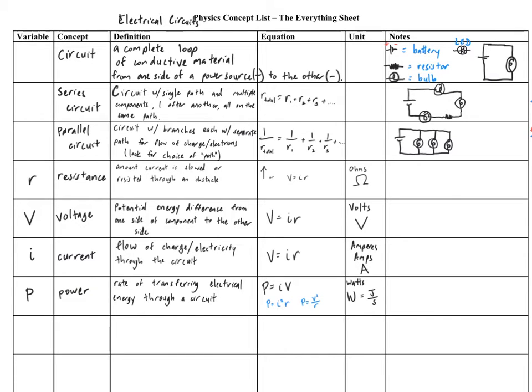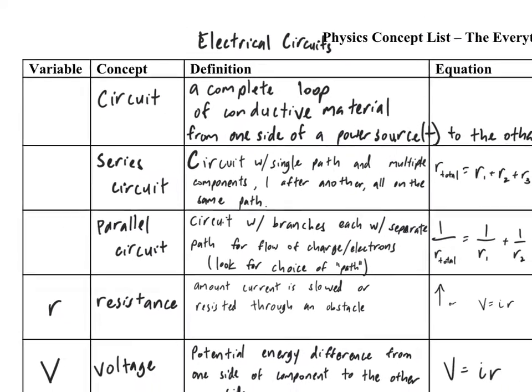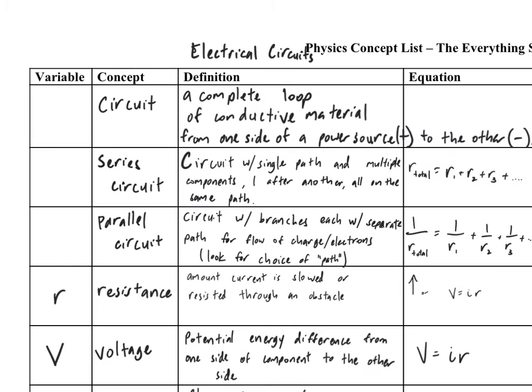It's a series of circuits, and each circuit does something a little bit different. So let's start by adding the term circuit to our Physics Everything sheet. A circuit, its definition has 3 parts. Number 1, a circuit is a complete loop. It's a complete loop of conductive material.